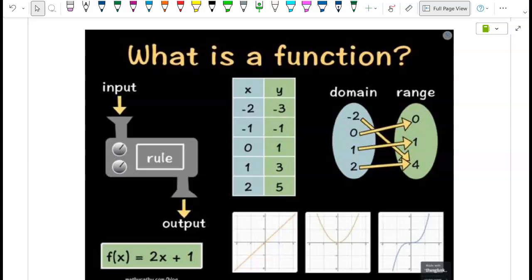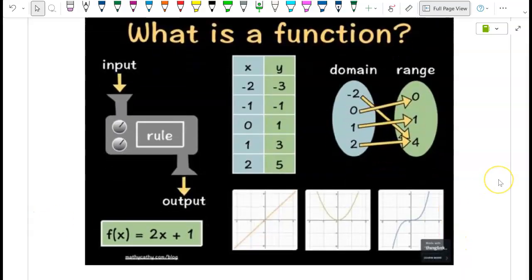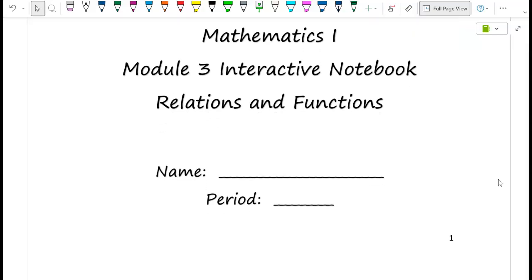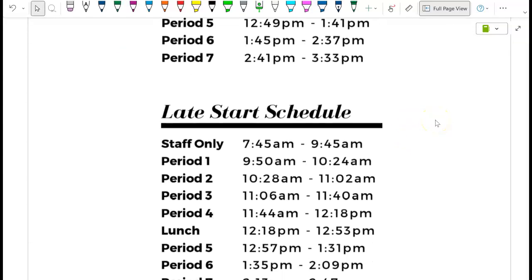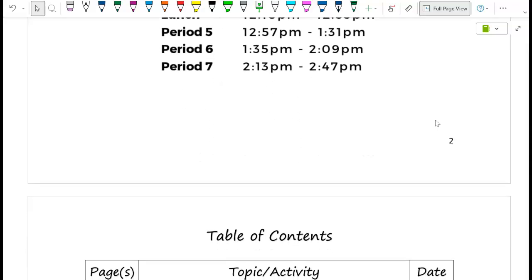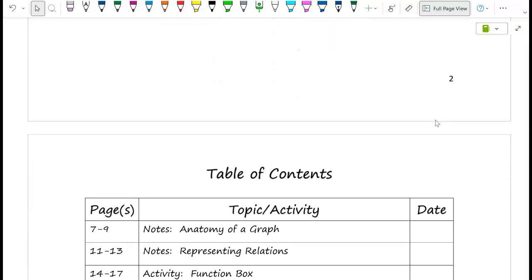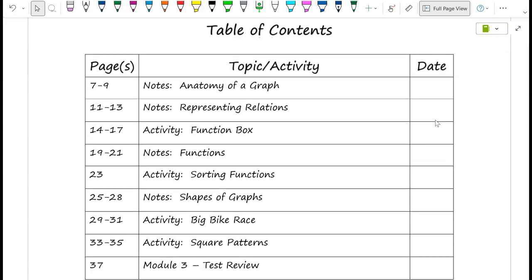All right, so we're starting on unit or module 3, which is about relations and functions. Again, we should have already put our full first and last name on the packet. Period 2. And then we go inside the table of contents.